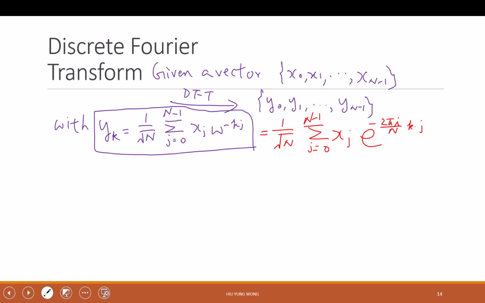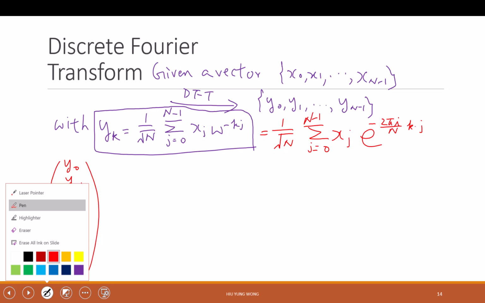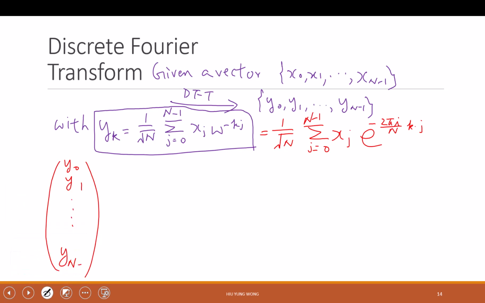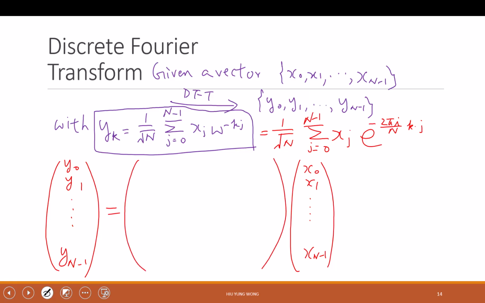Now, this one looks complicated, but we can also write it in the matrix form. This is the result, y0, y1, all the way to yn minus 1. And this is the input, x0, x1, all the way to xn minus 1, right? And I told you this is nothing but just a big matrix. And let's look at this. What is y0? It must be equal to this row times this column, right? And this row means this one times this plus this one times this plus this one times this, right?